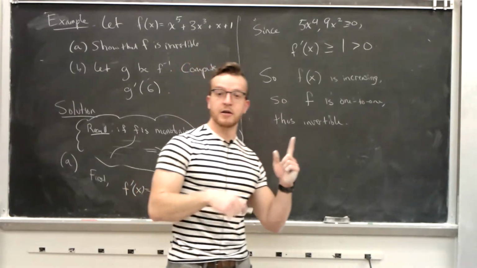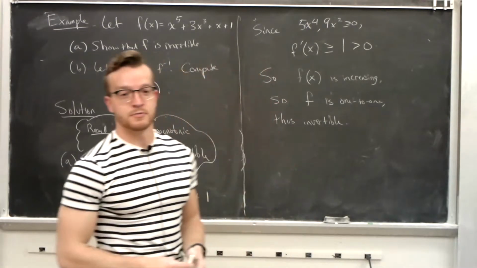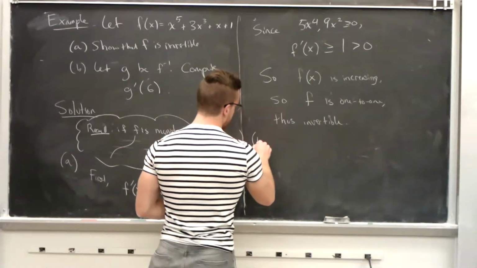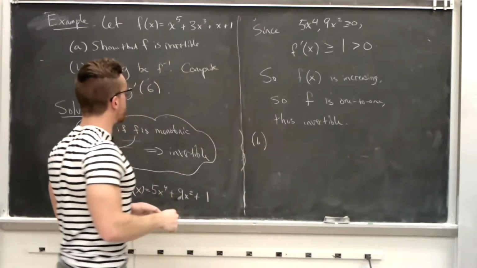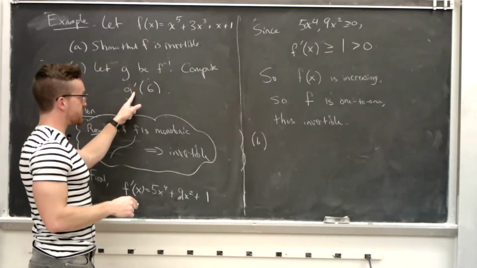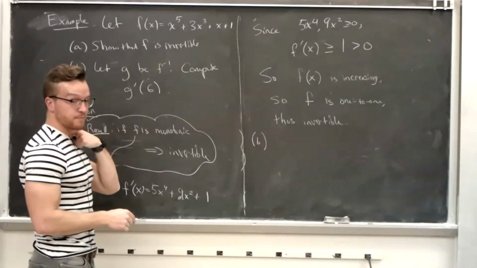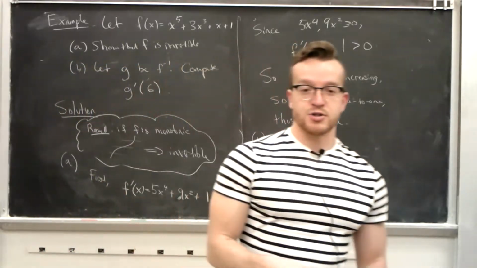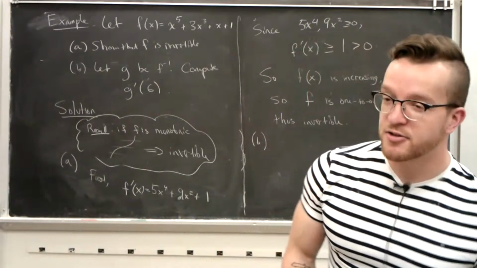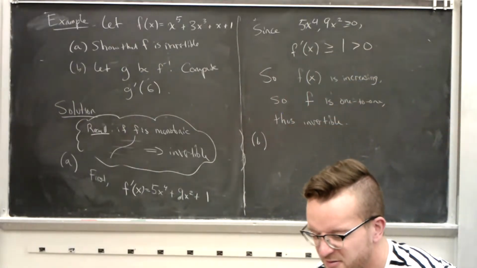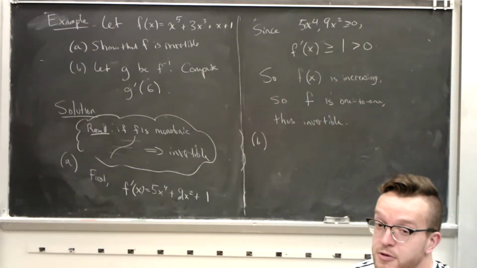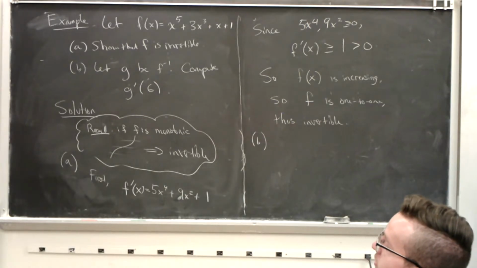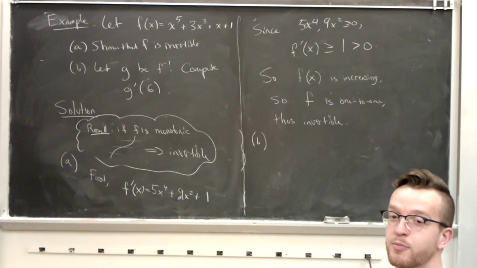Part A done. We've shown that the function is invertible. And then in part B, we have to compute the derivative of the inverse at some point. Again, the point of a question like this, if you get it, is not to find the inverse function, because that's probably really hard. You could think about it if you want, but you'd have to solve a degree 5 polynomial for x.